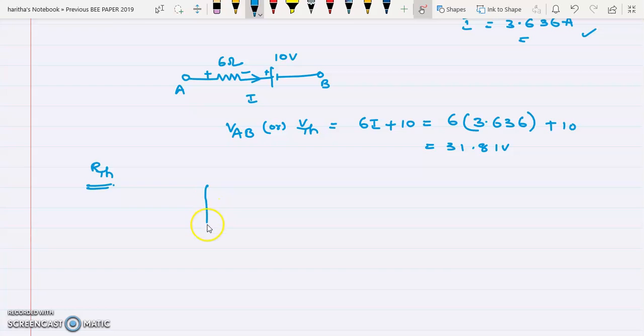So there is a 50 volt source, make it a short circuit. This is 5, 10, 6, and here 10 volts is there. That is also I am short circuiting. So this is the circuit.